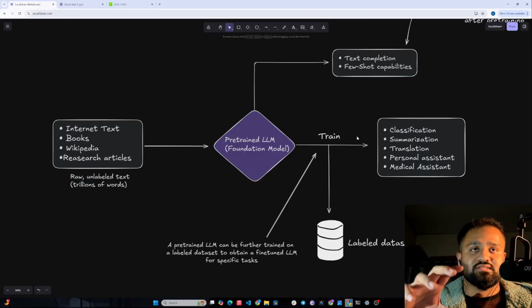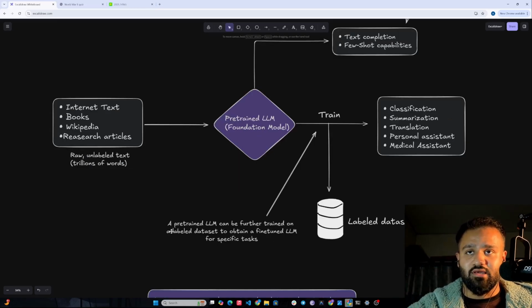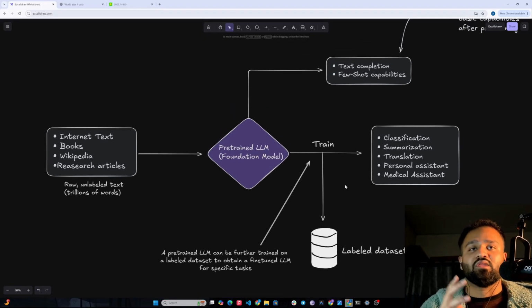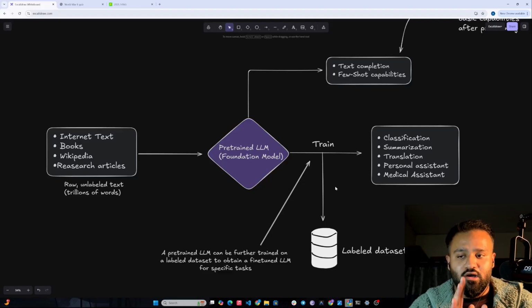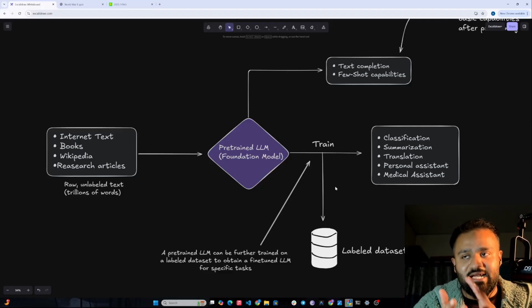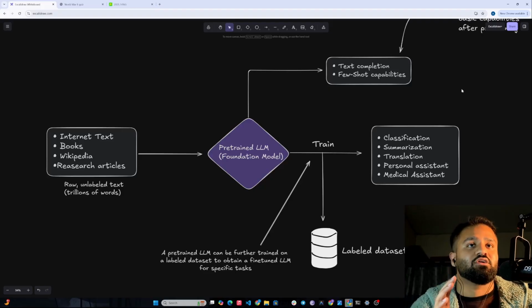This training is the further training, the fine-tuning part. Further training is done on the labeled data set. As you can see over here, I've mentioned a pre-trained LLM can be further trained on a labeled data set to obtain a fine-tuned LLM for a specific task. So yes, if you want to make your model better, you have to fine-tune it on your specific data set, but that data set should be a labeled one, so that you can perform all these tasks, right?